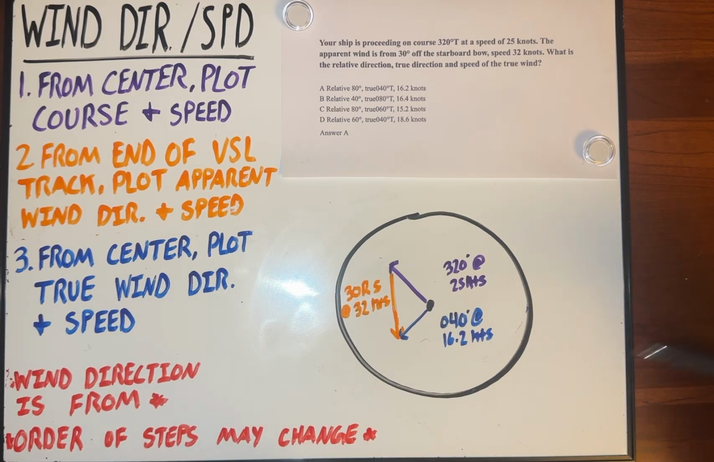The one thing I wanted to mention is if you look at the bottom of the screen, the order of these steps may change. For this problem, we're given our course and speed and our apparent wind, looking for true wind direction and speed. Now, if we were given course and speed and true wind direction and speed, we could find apparent wind. So depending on what two entering arguments we're given and what we're looking for, we can change the order of these steps on the left-hand side.